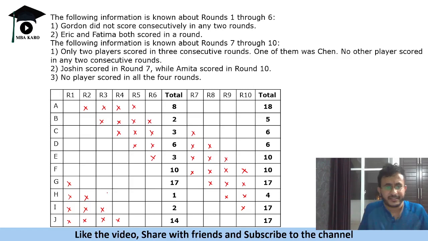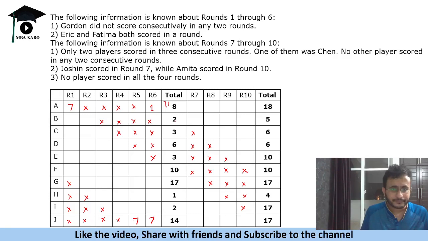Let us see these two players, right? J participated in just 2 rounds and scored 14 points. So the only possibility is 7 plus 7. Now similarly, A participated in 2 rounds and got 8 points. Now 8 is possible only with 7 and 1. Now A cannot get 7 points in this round because J has got 7 points in this round. So this will be 1 and 7. Right? So this is how we filled.